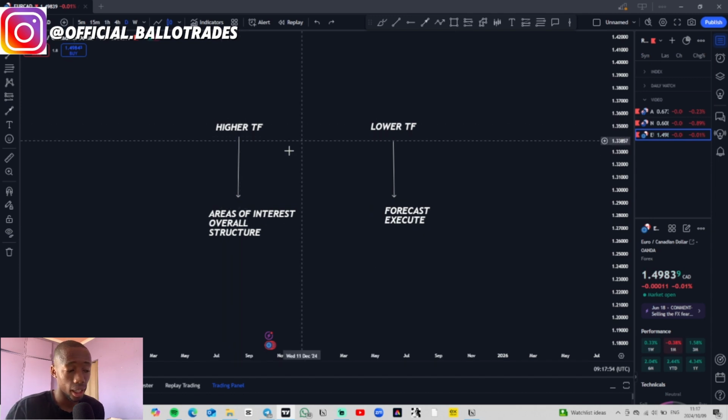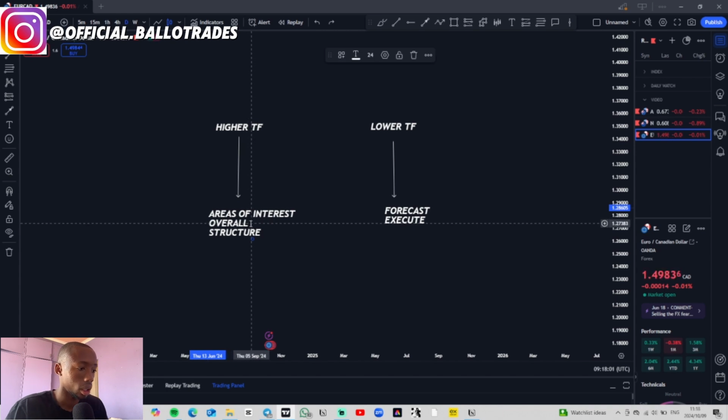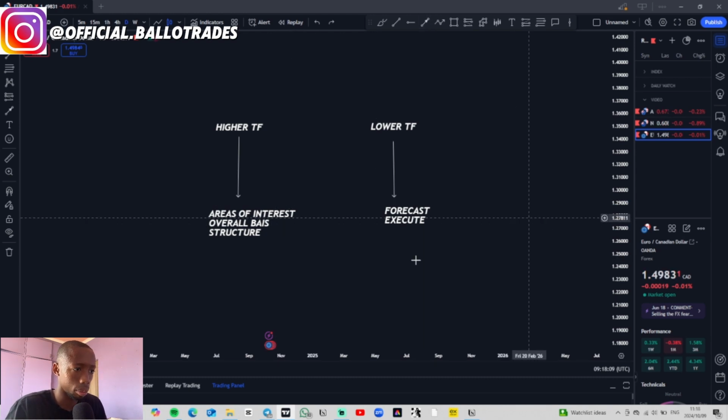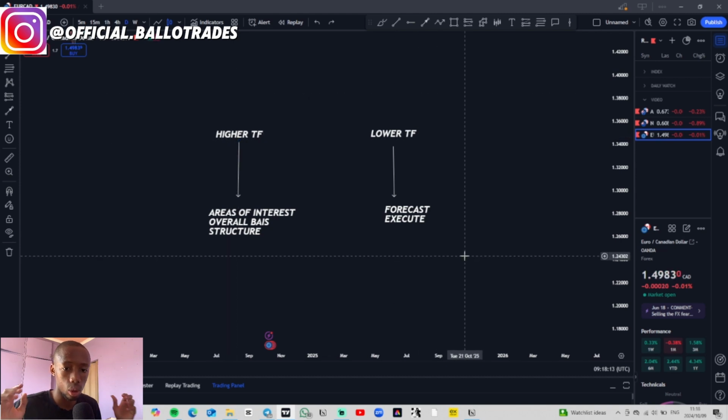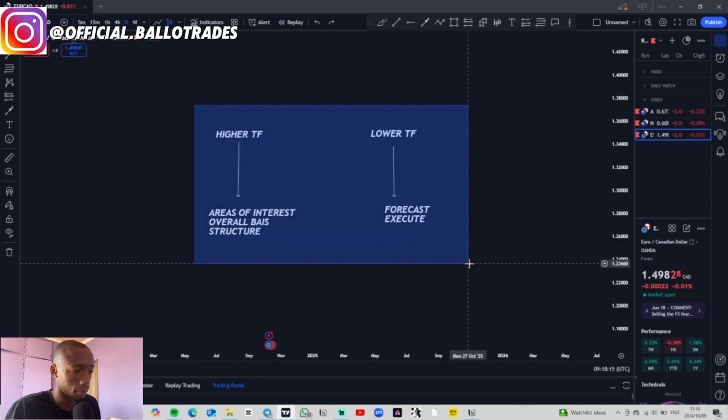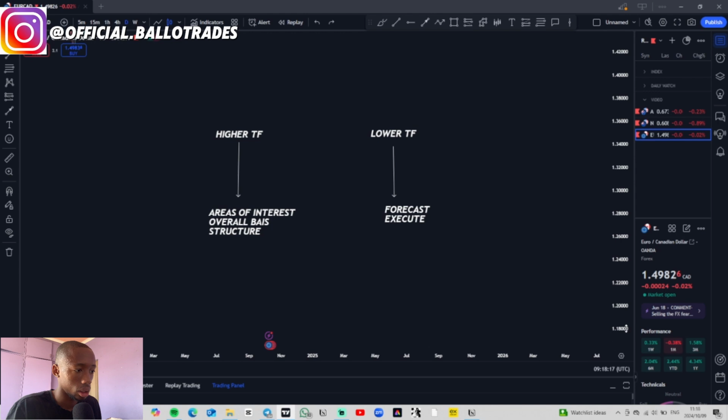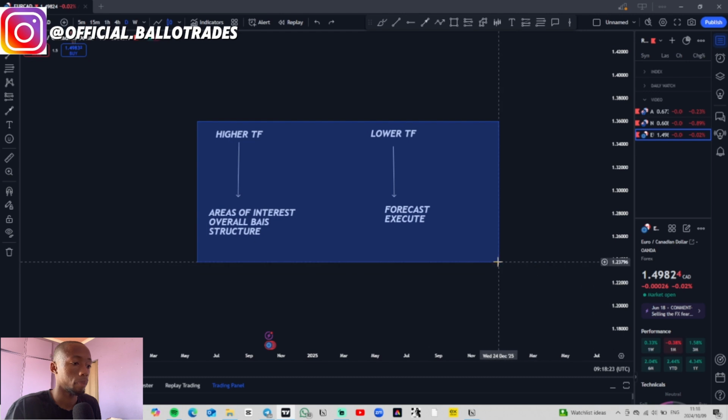So on the higher time frame, we look for areas of value, overall structure, and overall bias. Forgot to edit, sorry. Overall bias, where the market is headed, up or down. Fine. Now that concludes the first part. If you guys want to screenshot this, it will make sense in the second part. Fine. Let's move all this.